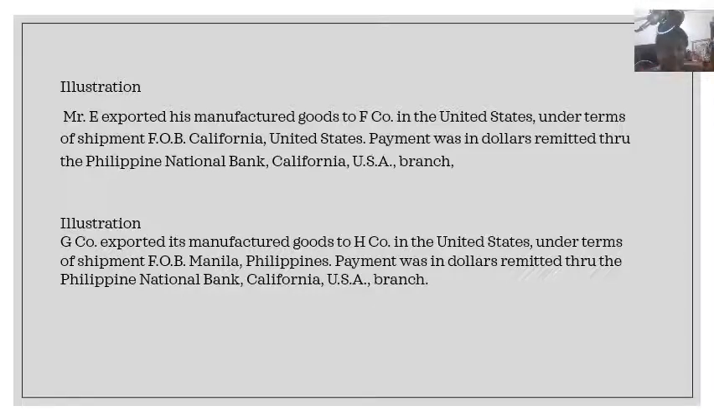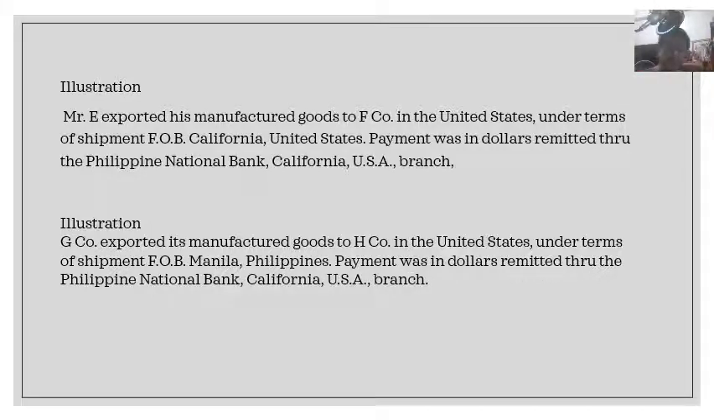Mr. E exported his manufactured goods to F company in the United States. Under terms of shipment, FOB, California, United States. Payment was in dollar remitted through the Philippine National Bank, California, USA branch.